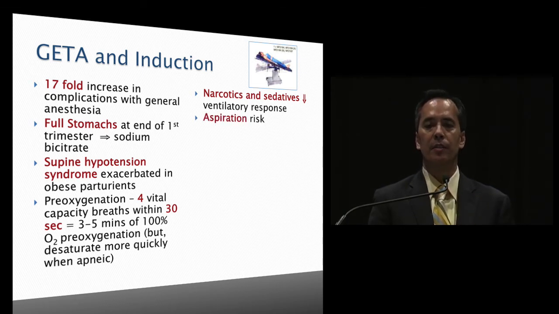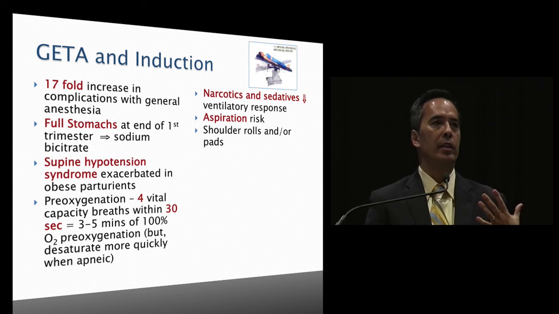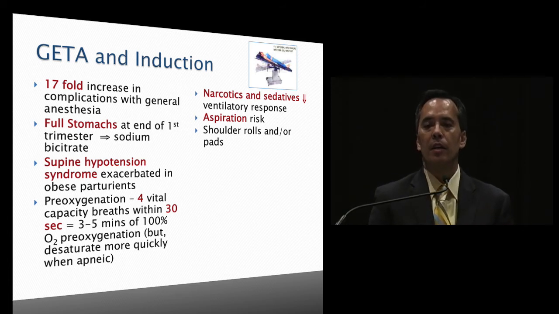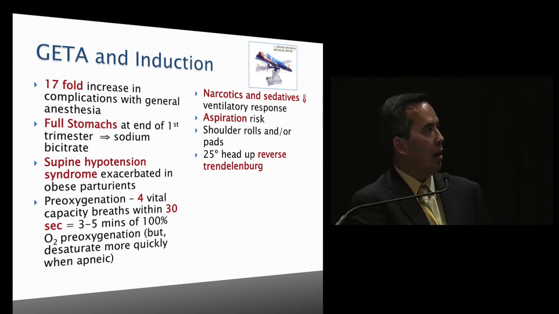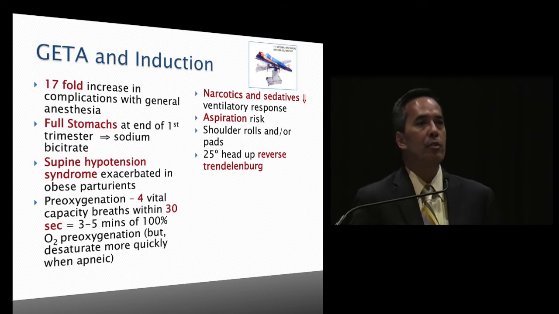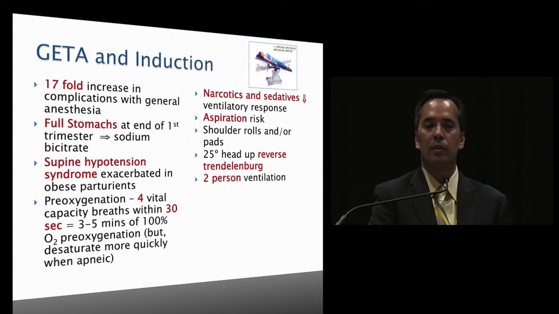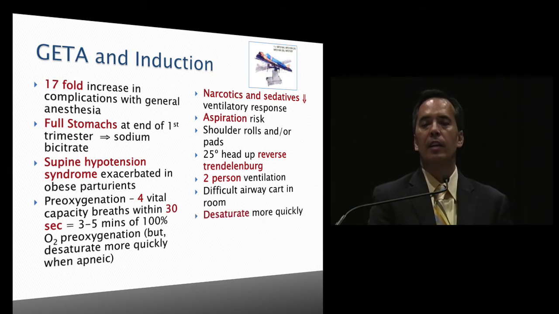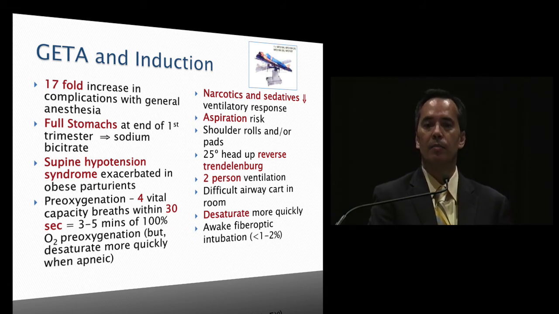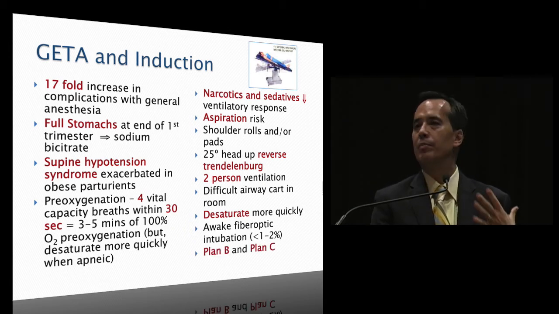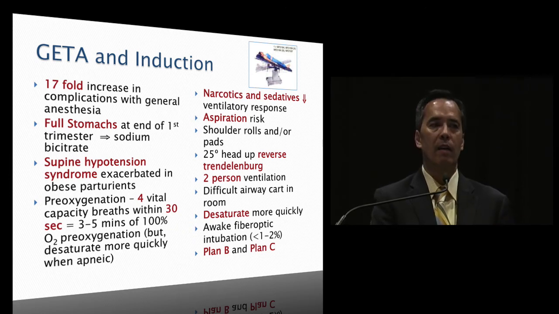There are aspiration risks. Shoulder rolls and/or pads are really important so that you can line up the axes. You could use the reverse Trendelenburg positioning. So rather than have gravity cause problems, just doing reverse Trendelenburg can increase that FRC, and it can give you more time so that they don't get apneic. Use two-person ventilation, and have the difficult airway cart in the room. We all know that they desaturate more quickly, and it's possible that they may need an awake fiberoptic intubation, and if you need to do that, that needs to be done. You don't want to compromise both the mom and the baby. Also have Plan B and Plan C: an LMA, have the GlideScope, have those available.